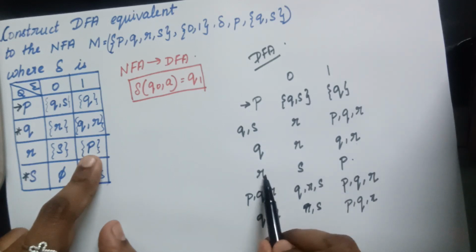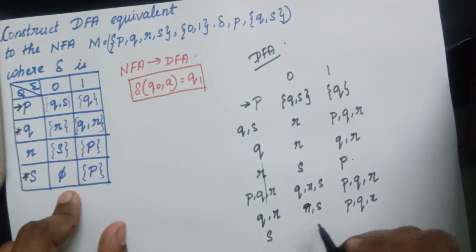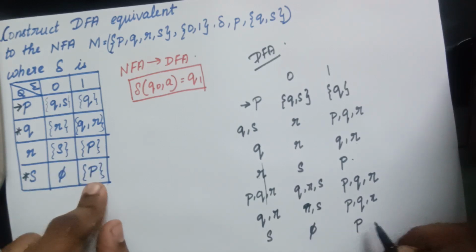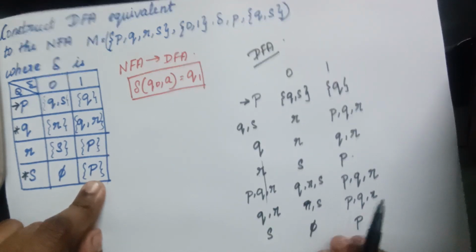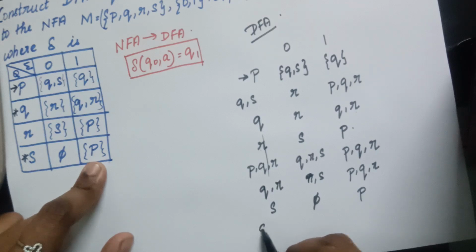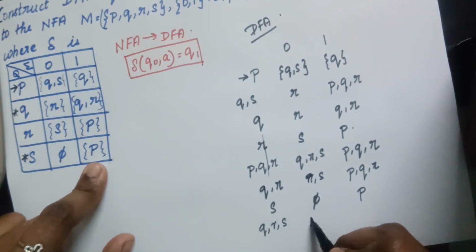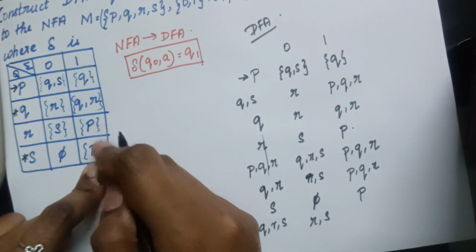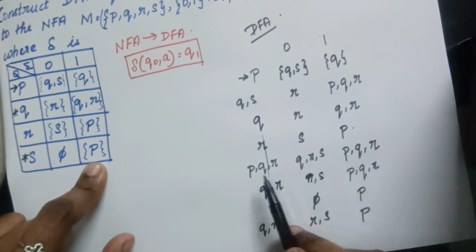Then coming to the next one. Do I have S here? No, I don't have S. So we take S as a new state. For S, what is the transition? It is phi and P. Again, P is already there. QRS. So QRS, I don't have QRS. So I'm going to take QRS as a new state. Combining Q, R and S for 0 transition, I get R comma S. And for 1 transition, I get P. So QRS is over. PQR is already there.